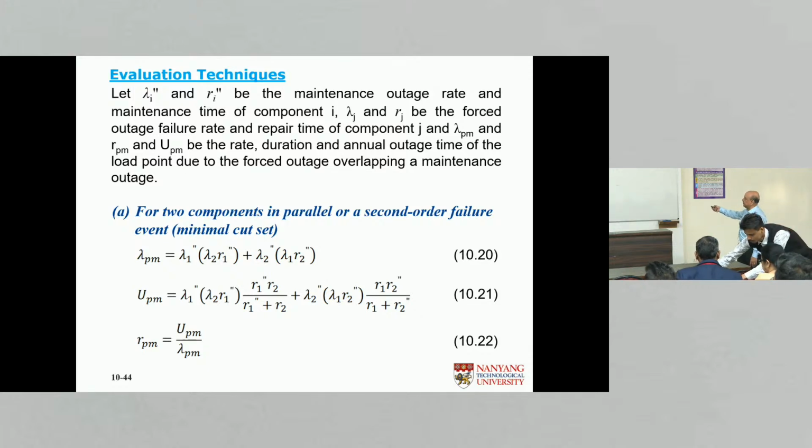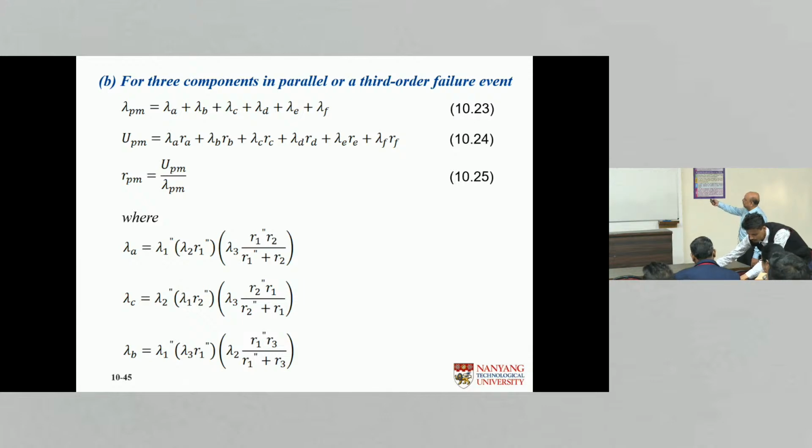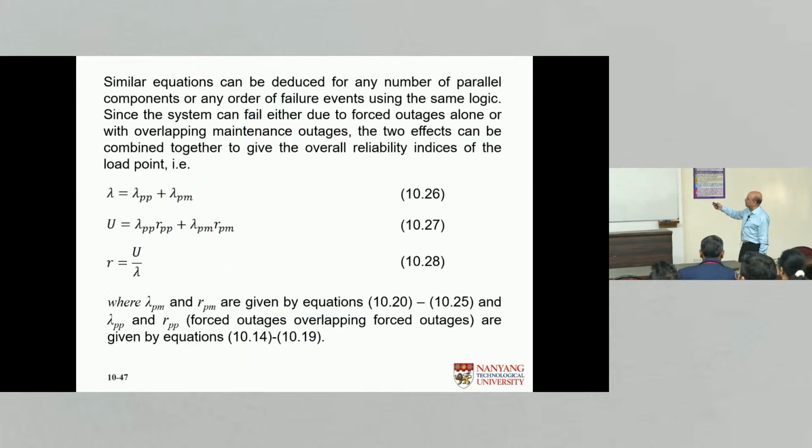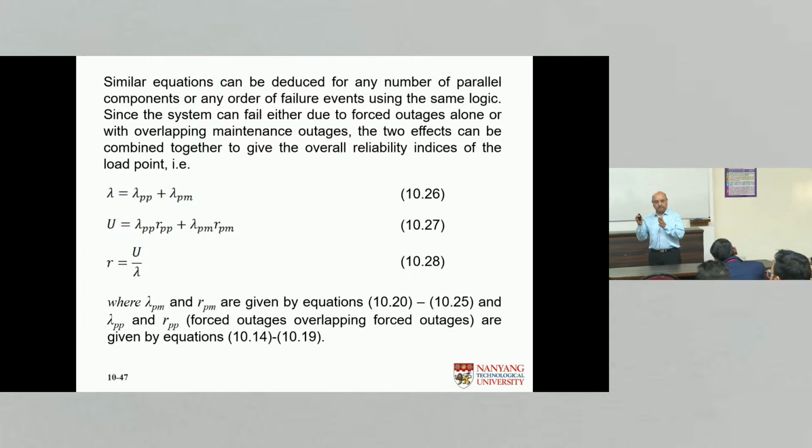Same thing of course can be extended to 3 components in parallel, right? So using those equations which we have also seen before, for 3 components in parallel there are also equations. It's the same argument. Component 1 on maintenance, and then component 2 fails during the maintenance time of component 1, and while component 2 has failed, component 3 also fails during the overlapping time of maintenance and forced outage of component 2. So you can easily extend this analysis, and I've given you all the equations, you don't need to worry too much.